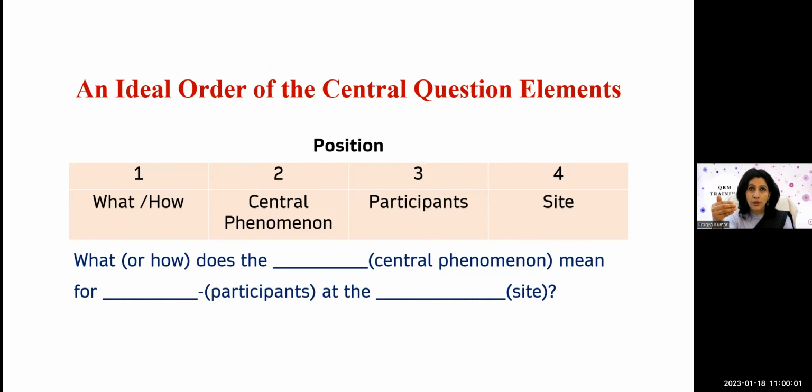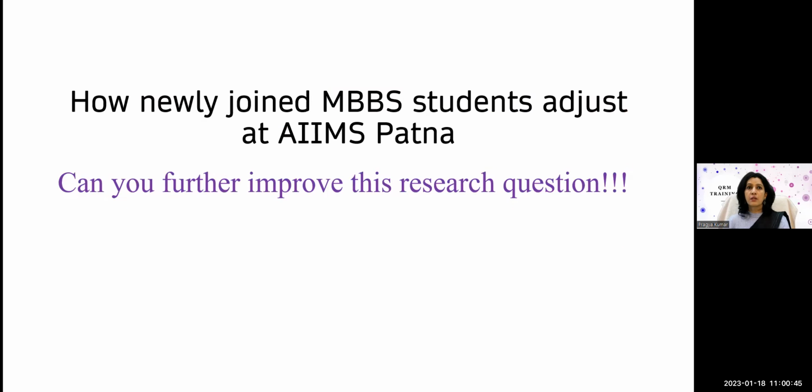So this is the ideal order of a central question. The first part is what or how, and you should try not to say why. Second is your central phenomenon. Third should be your participant, and fourth is your site. From your purpose statement, you have the central phenomenon, you have identified the participant, and you have identified the site. The only thing you have to add is the word what or how: what does the central phenomenon mean for participants at this site. That is your broad central research question.